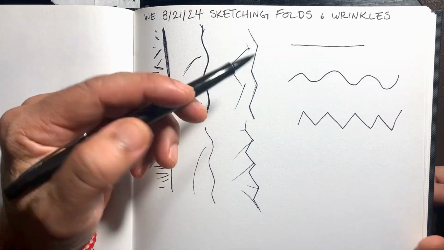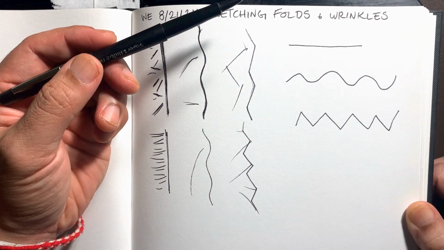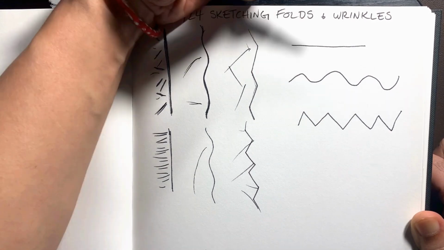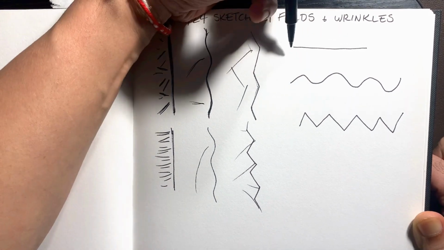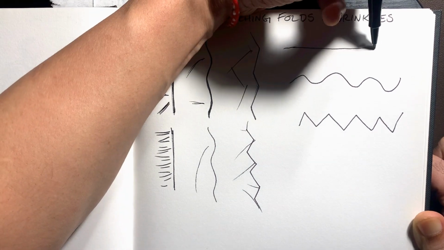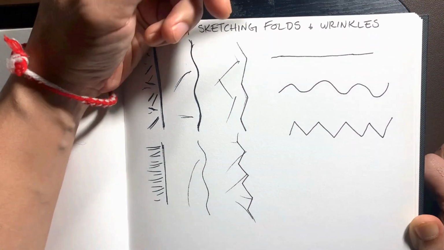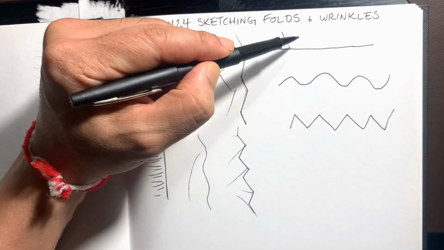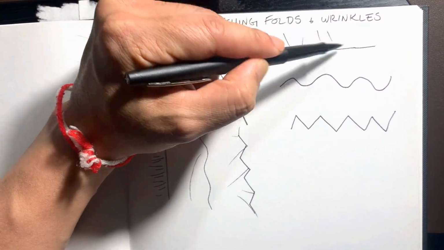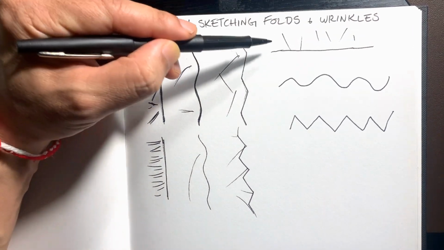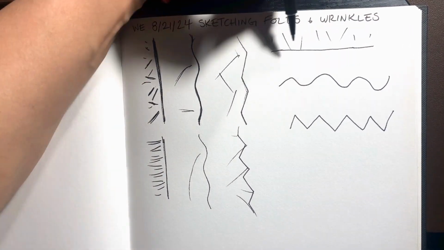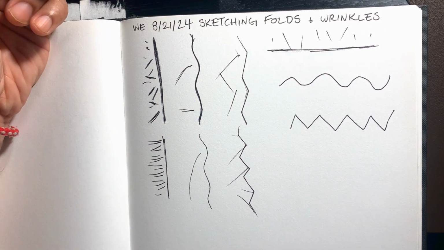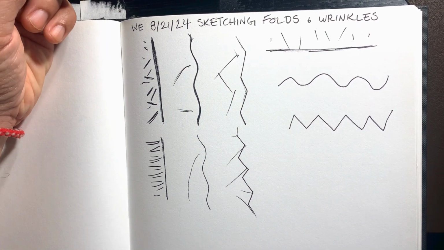So with these horizontal ones, gravity is going to affect a lot of this. So if you have like a horizontal line, you could have wrinkles that go like this, but then the bottom of it could be pretty horizontal.